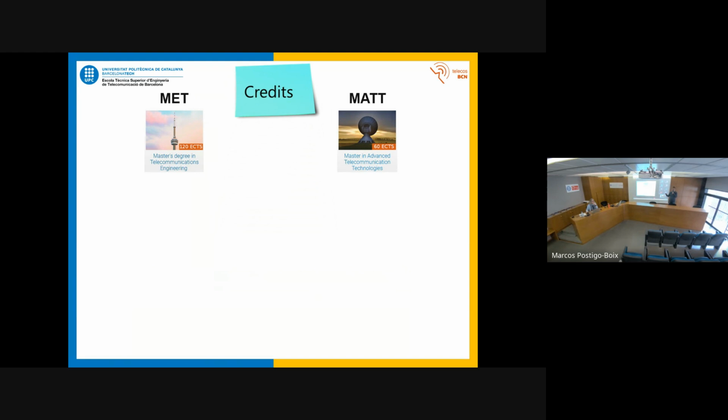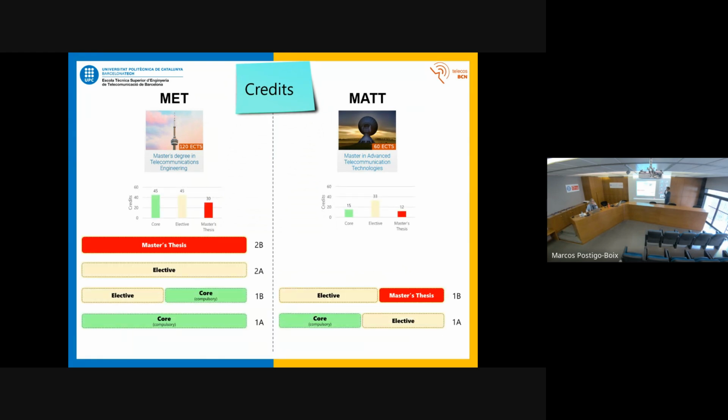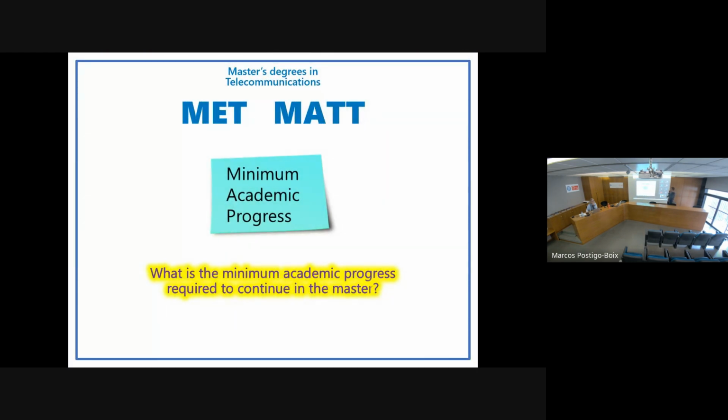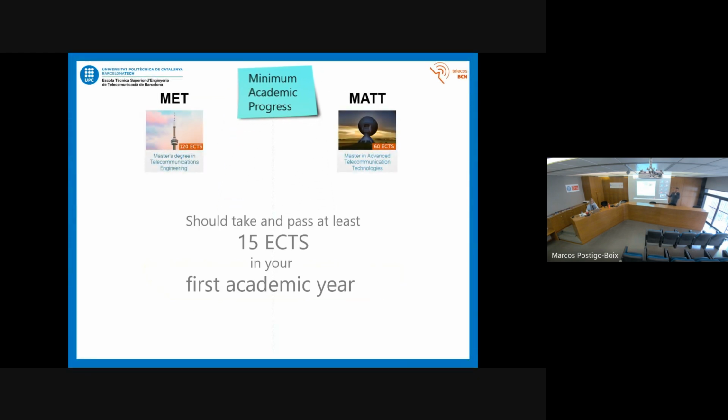Also, we can see differences in both masters in the credit structure. The Master MET is a master of 120 ECTS, that means 2 years, and the Master MAT is a master of only 1 year. This will imply basically that in Master MET you are going to be able to do more things than in Master MAT. Later, I will talk about both of the masters, and we will see what you are going to find inside of them. We can also compare both masters in terms of the minimum academic progress that is required for them. This is a common rule for every master in UPC, and you should take and pass at least 15 ECTS in your first academic year.